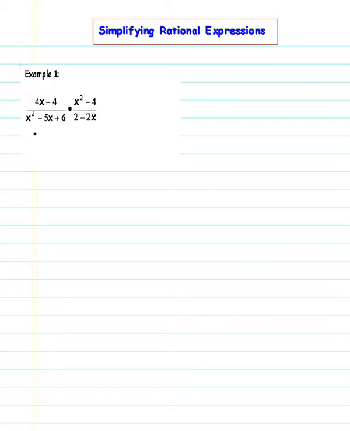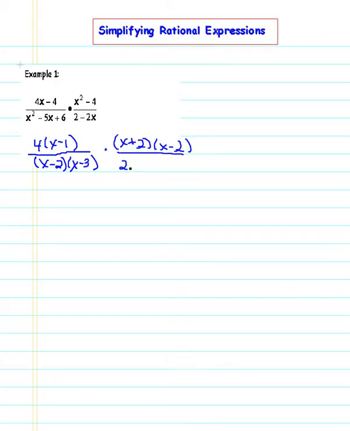So I'm going to begin by factoring all four parts of these two fractions. The numerator, although linear, will factor into 4 times x minus 1, that quantity. The denominator is quadratic. That'll factor into x minus 2 times x minus 3. The next fraction we have a difference of squares here, so x plus 2, x minus 2. And then finally, in the denominator, we have, again, a linear but 2 common to both terms that will factor into 1 minus x.